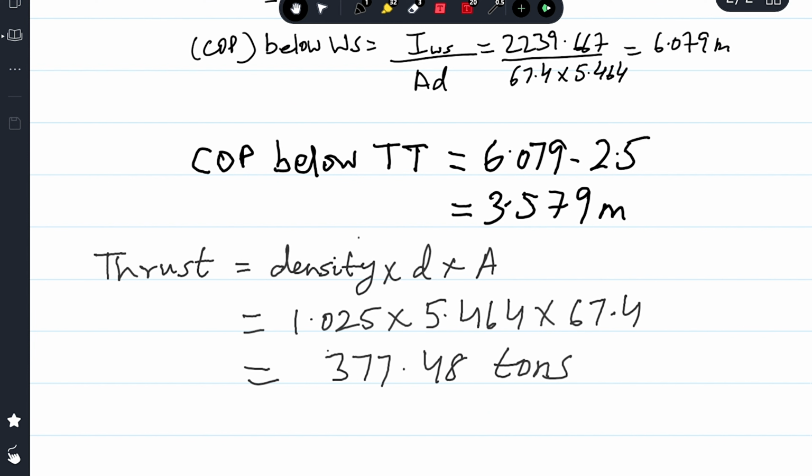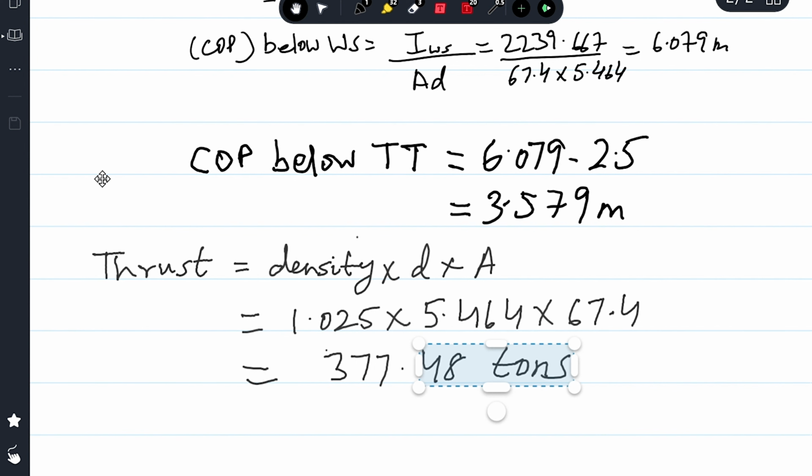Thrust on the bulkhead is the pressure intensity at the centroid multiplied by the area of the bulkhead immersed. So what is the pressure intensity at the centroid? Density of the fluid, which is salt water, 1.025, multiplied by the depth of the centroid of the bulkhead from water surface, which is 5.464. Total area 67.4. Multiply all the three values and we get 377.48 tons, which is the total thrust on the bulkhead.